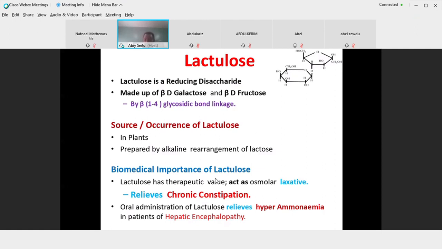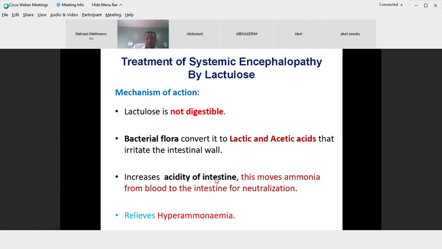At the same time, this lactulose can be given for individuals who develop hyperammonemia, in the treatment of hepatic encephalopathy. Why we give them lactulose is that lactulose, as you know, is not digested, rather it's fermented by bacteria, and it can be changed into lactic acid and acetic acid. This irritates our intestine.